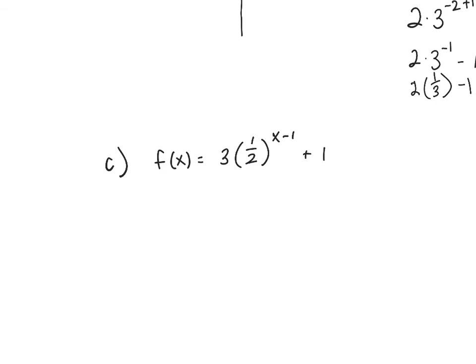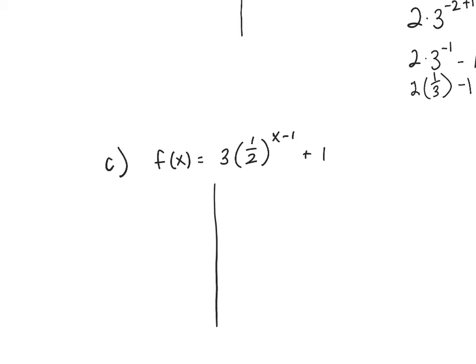Okay, here's an example of exponential decay. We know it's decay because the base is 1/2. Any base between 0 and 1 is going to result in exponential decay. And if you recall the shape of a decay graph, y values decrease as x values increase. So the graph's going to look something like that. Now we have a vertical transformation, up 1 unit, and we have a horizontal transformation, right 1 unit.